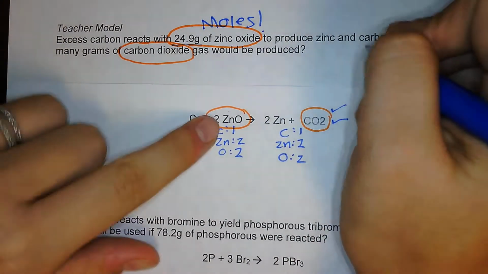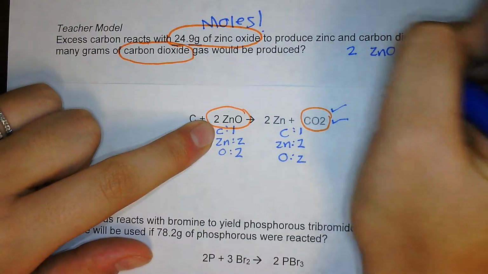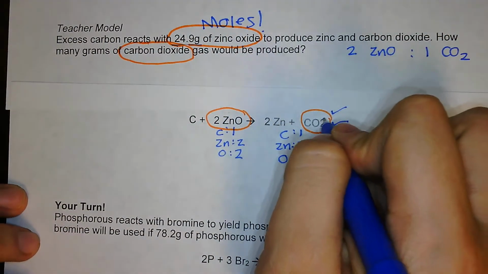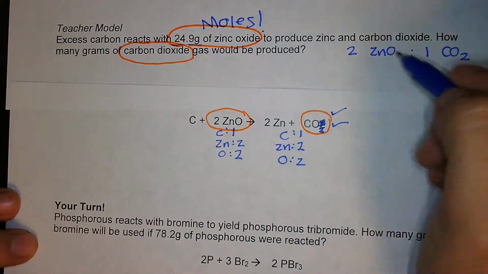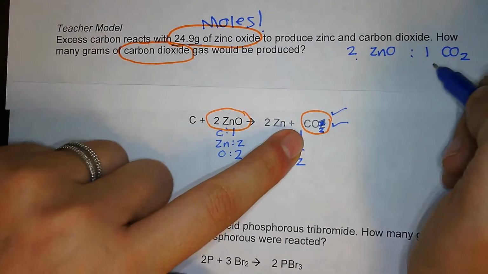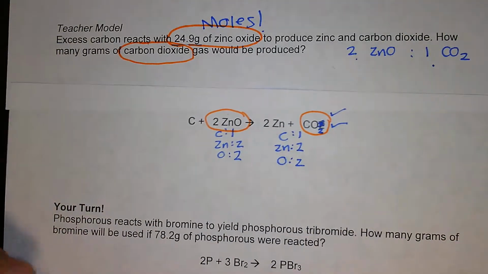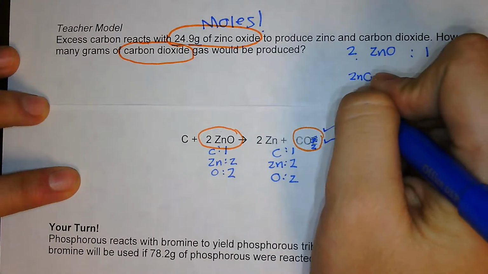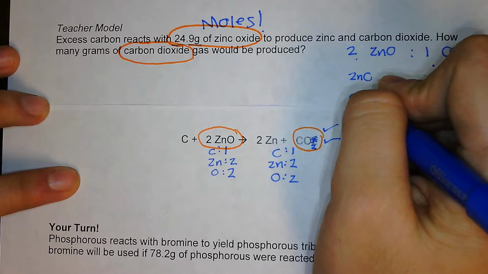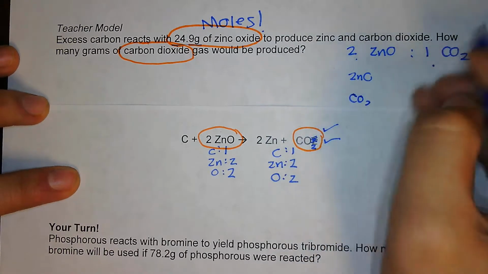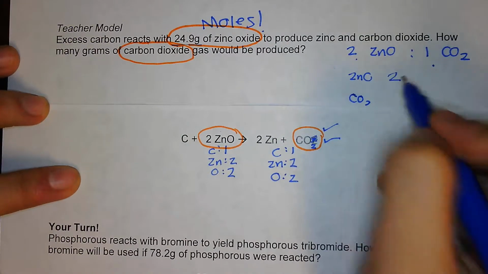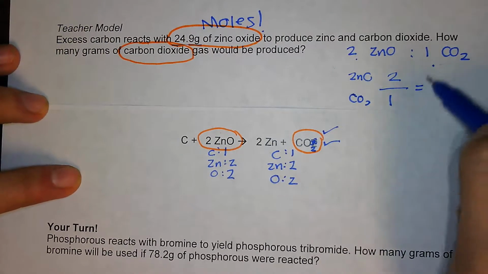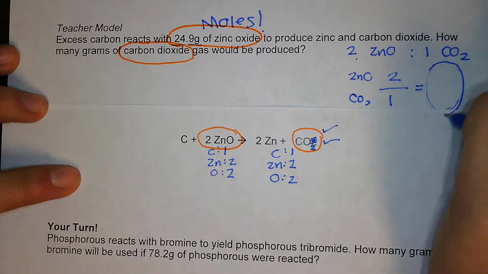Ratio is next. So for every 2 zinc oxides, I have 1 carbon dioxide. This should be a little 2. Sorry guys, sometimes that messes up. So for every 2 zinc oxide, I have 1 carbon dioxide. 2 to 1. If I keep my zinc oxide at the top and my CO2 at the bottom, I could make a fraction where I have 2 zinc oxide for every 1 carbon dioxide is equal to, but then you're like, wait a minute, what do I put here? I have nothing to show here.